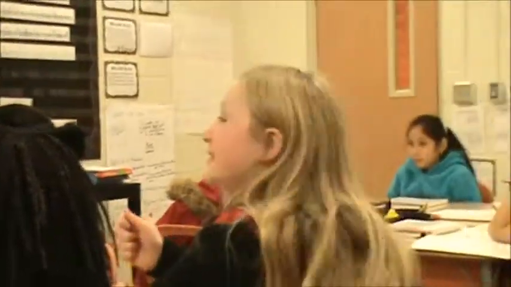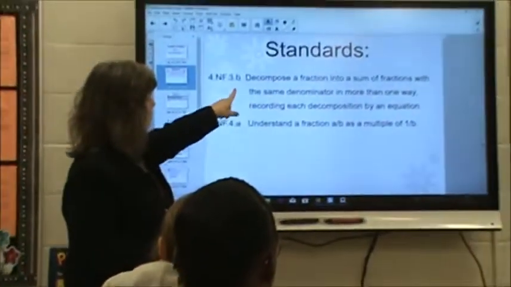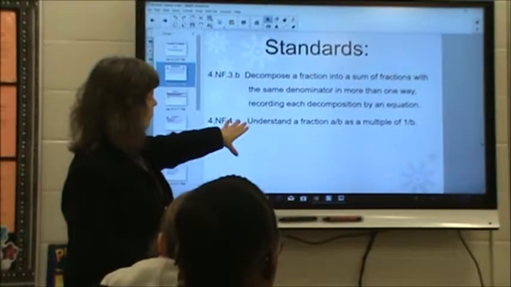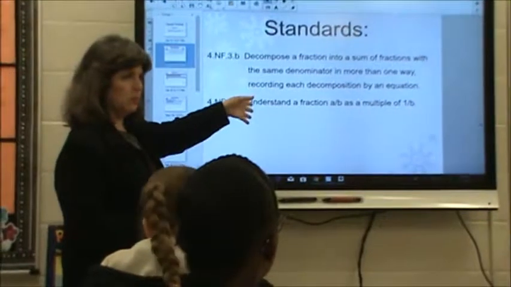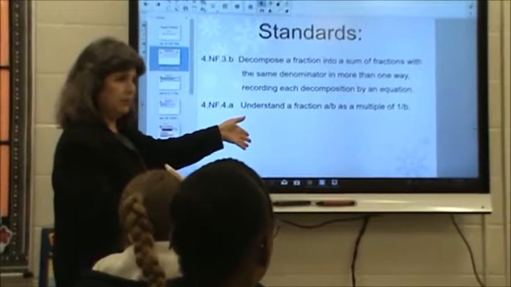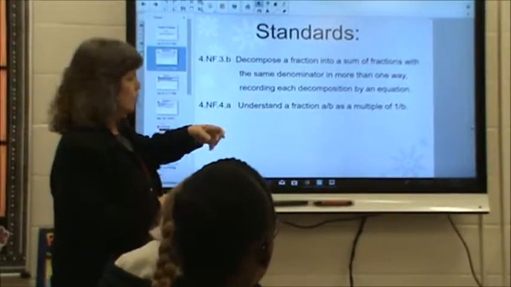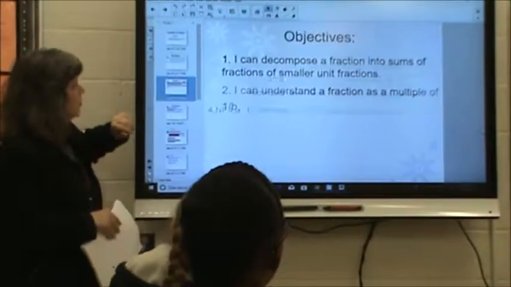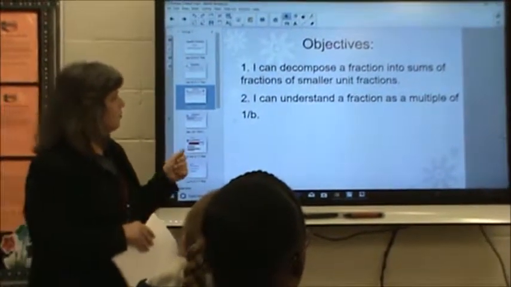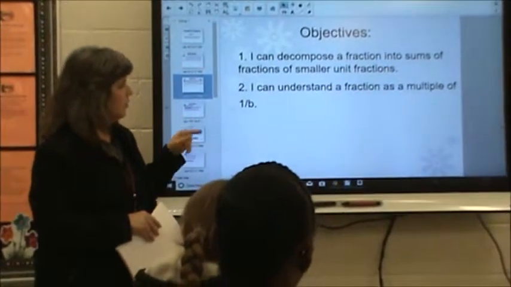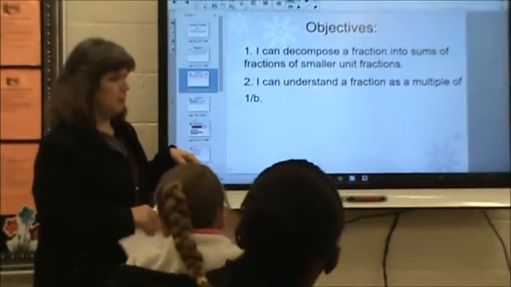Equal pieces. So we're still looking at our standards. We're decomposing the fractions, and then we're going to understand that a fraction is a multiple, just like we did yesterday when we broke them apart and looked at how Amanda Bean would do them. She turned to 4th grade. Okay. So our objective today, you're going to be able to decompose a fraction into sums of fractions of smaller units and understand a fraction as a multiple of 1/b.